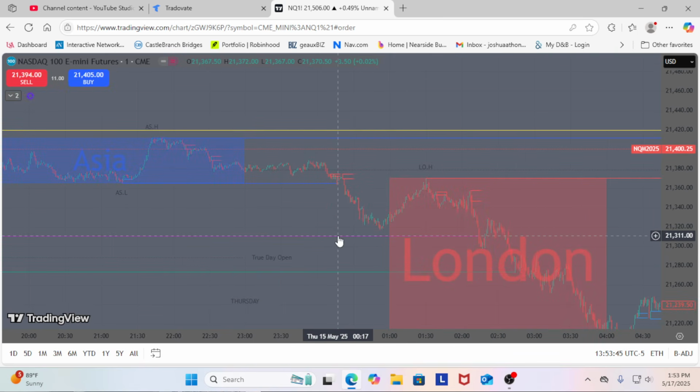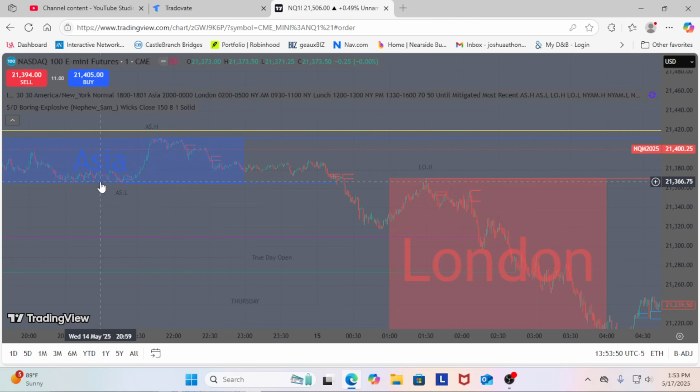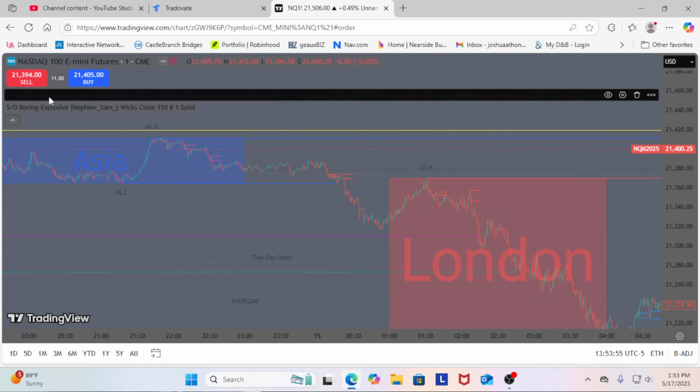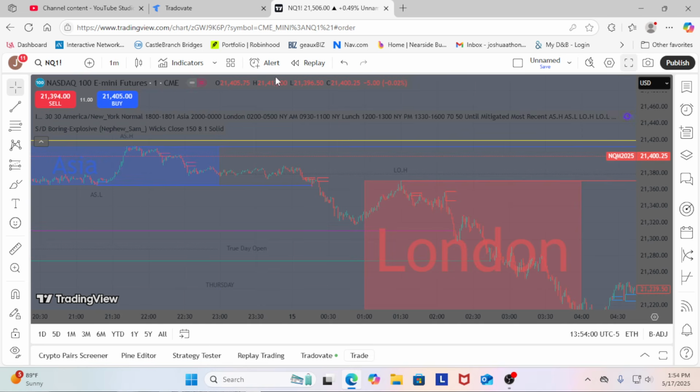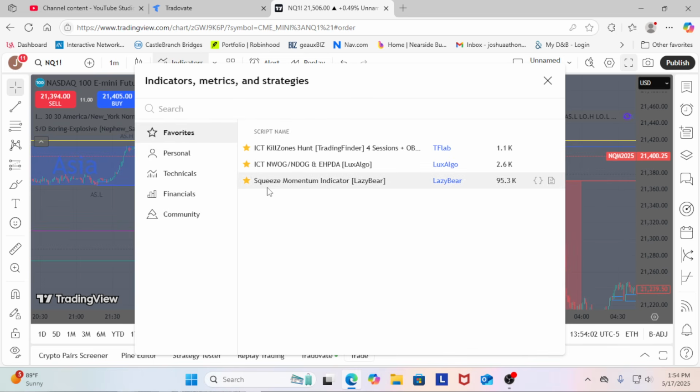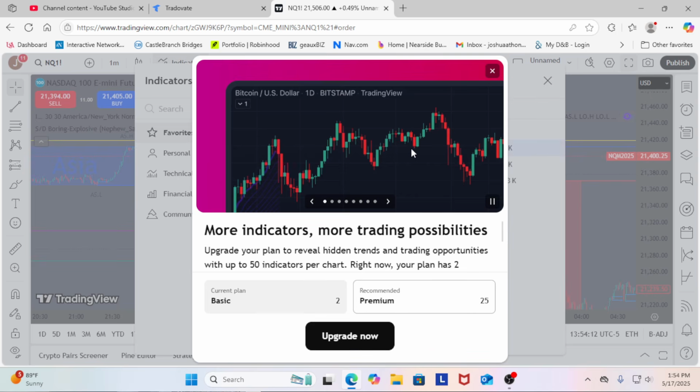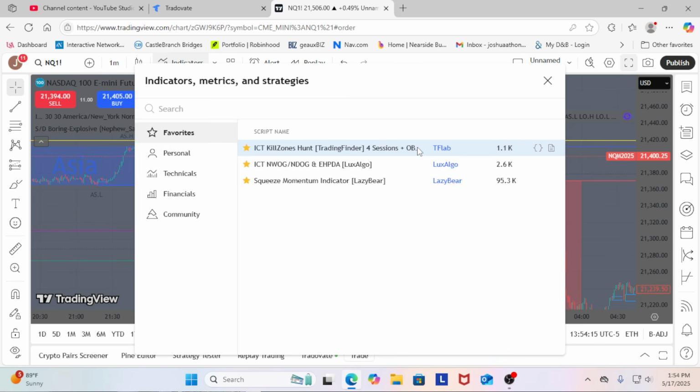Well, I'm going to wrap the video up here, guys. I appreciate y'all watching. I'm going to show y'all the two indicators that I use. So the first indicator with the sessions, the session high and session low plus the true day open. This is going to be it right here. And it is called ICT Kill Zones Hunt, Trading Finder, for sessions plus. All you got to do is type in ICT Kill Zones Hunt and this one will come up, guys.